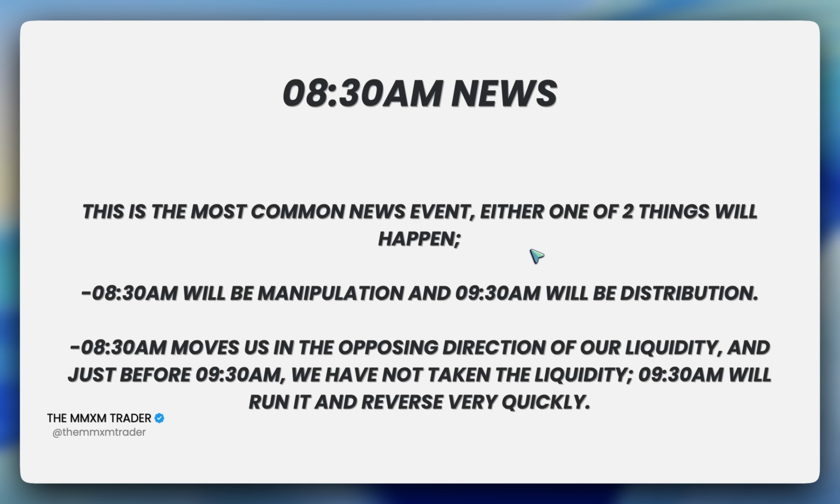8:30 a.m. news. This is the most common news event. Either one of two things will happen. 8:30 a.m. will be manipulation, and 9:30 a.m. will then be the distribution. Or 8:30 a.m. moves us in the opposing direction of our draw on liquidity. So let's say we're bearish. 8:30 a.m. will give a small pump, and just before 9:30 a.m. we still haven't accumulated those buy stops to sell. 9:30 a.m. will then run it really quickly and reverse.